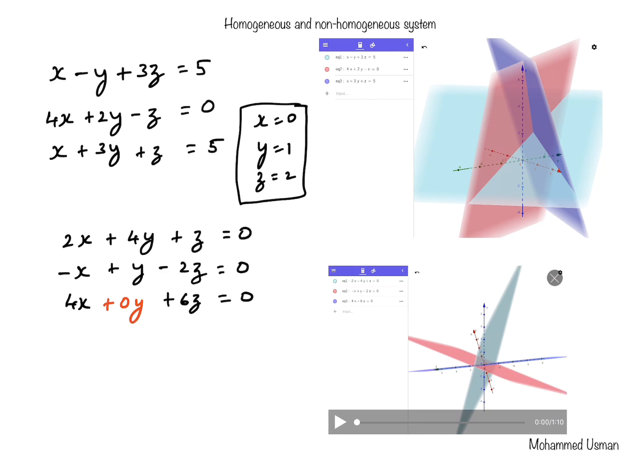So what we have at the top here is non-homogeneous, and the system that we have at the bottom here is a homogeneous system.